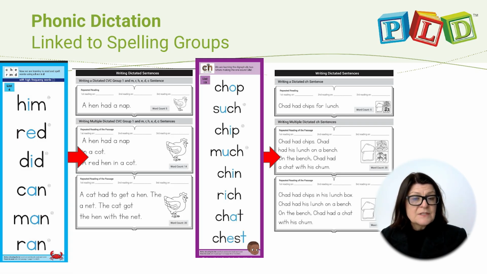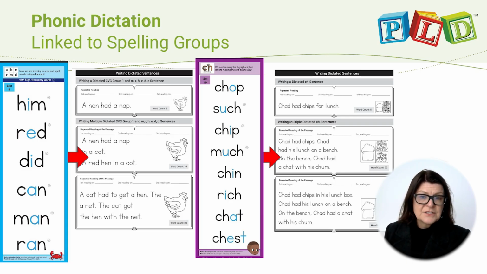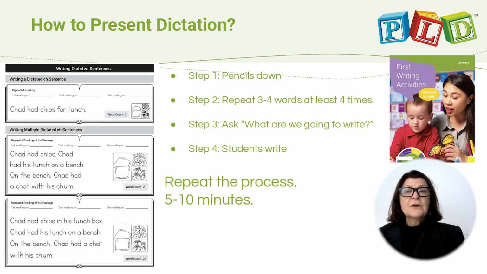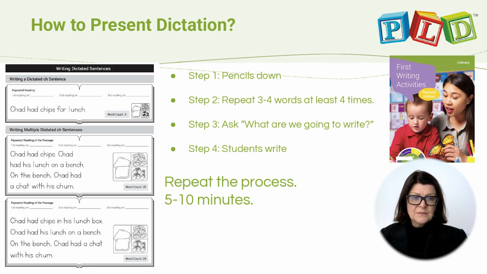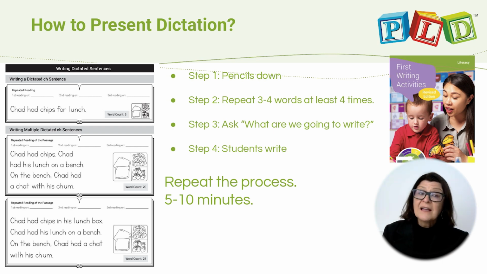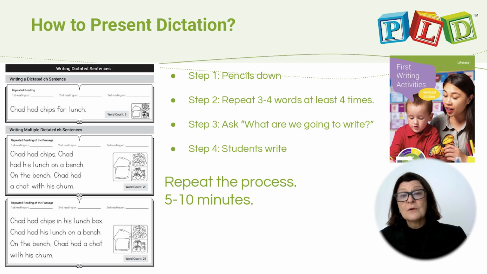I'm going to demonstrate this level here with phonic dictation. So, how do you present phonic dictation? Step number 1 is pencils down. The adult repeats 3-4 words 3 to 4 times. Chad had chips, full stop.